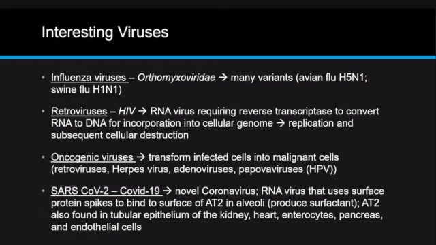It uses protein spikes to bind to very specific cells or very specific surface proteins, ACE2, in the alveoli, those that produce surfactant. And these are also found in the tubular epithelium of the kidney, in the heart, in the enterocytes, in the pancreas, and in the endothelial cells. So these very specific cell surface proteins are the target, which is why COVID-19 has so many negative effects.